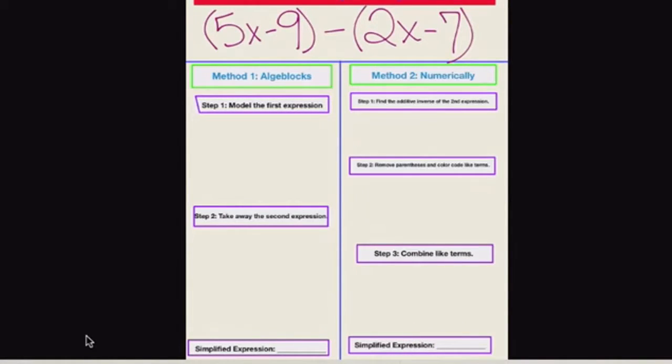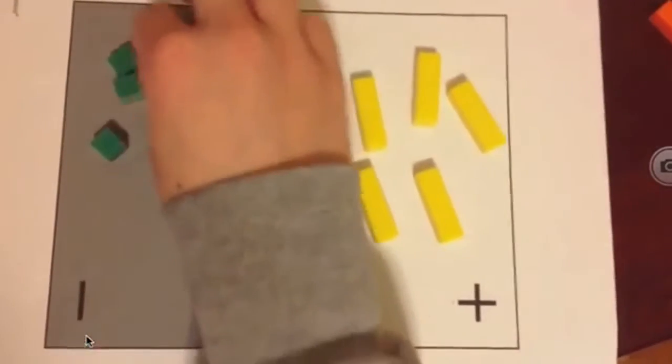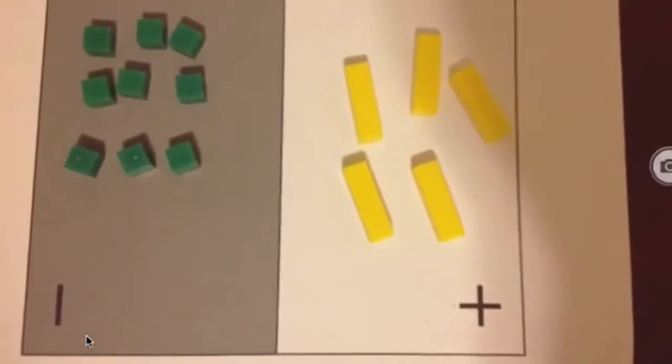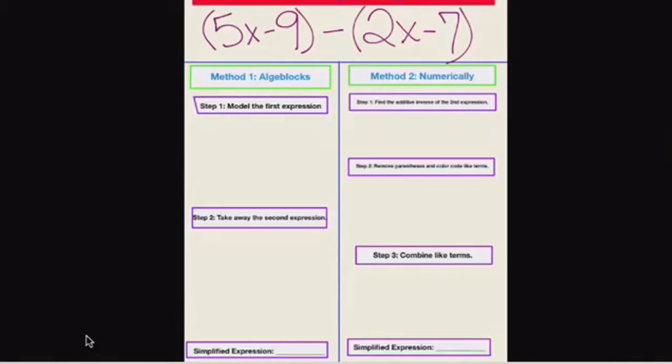Now we've got the expressions 5x minus 9 minus 2x minus 7. Again, let's try this first with the algebra blocks. So we're going to model 5x minus 9. I'm going to model my positive 5x over here, and then we're going to have 9 over here. So I've got 5x minus 9 showing. Go ahead and take a picture. Drop that into GoodNotes.